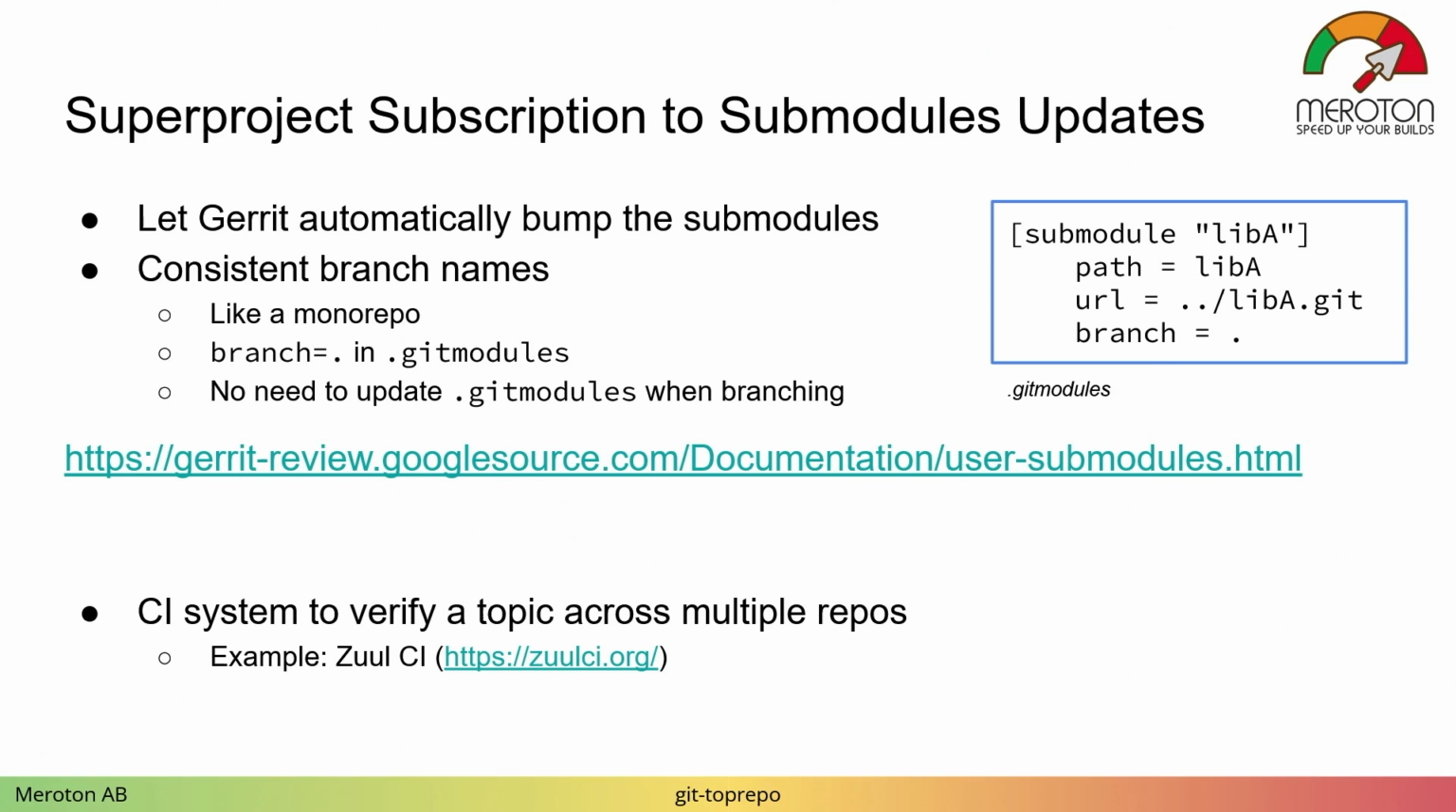Now, it's also good if CI systems can cope with atomic commits across multiple repos. And there seems to be a CI system called Zuul CI. You might have heard about it before, but that copes with that. And Gerrit has a topic feature, which atomically merges things in. Excellent. This sounds like a good fit.